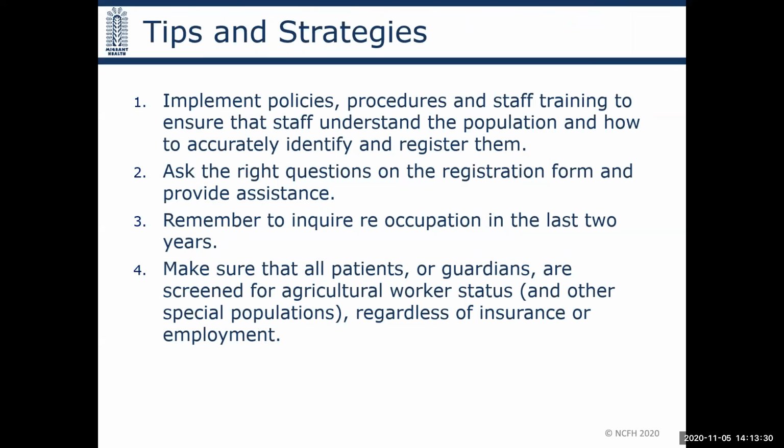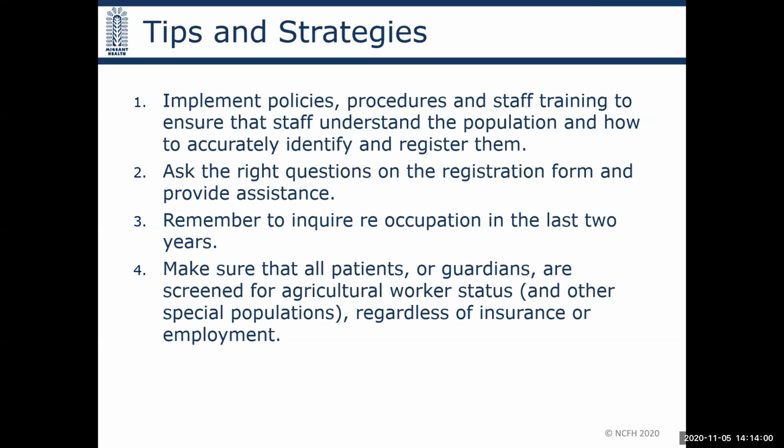And these are some tips and strategies. So again, I mentioned earlier, implement policies, procedures, and staff training to ensure that all staff understand your population and how to accurately identify and register them. And this is for all of your special populations. You want to do that. You want to ask the right questions on the registration form. So making sure that they're very clear, simple, and easy to understand, and then provide assistance as needed.